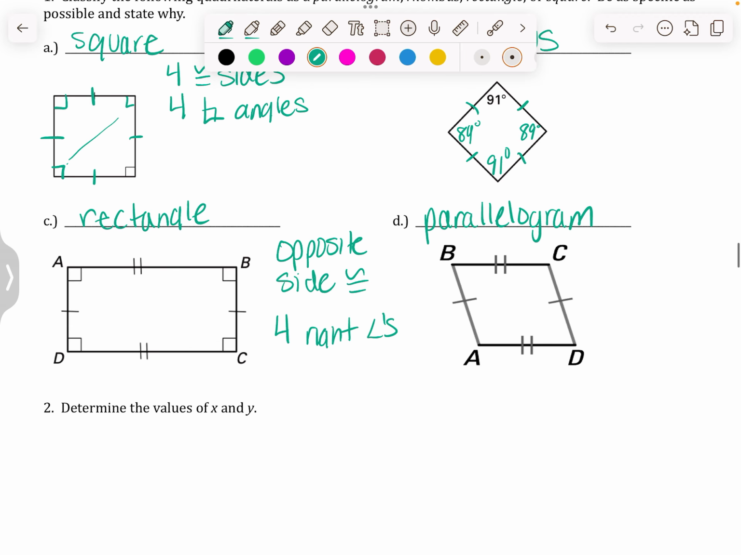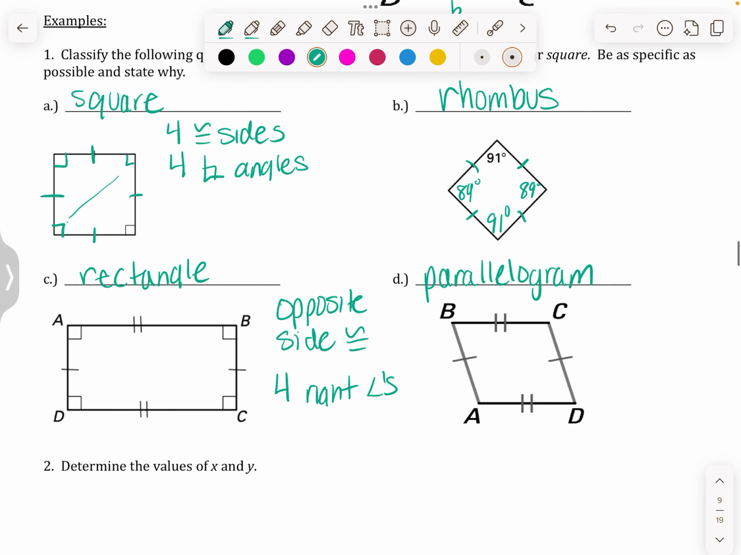It's similar to the rhombus shape. It has that diamond looking shape, but in a rhombus, all four sides are the same. So this one would just be a parallelogram.